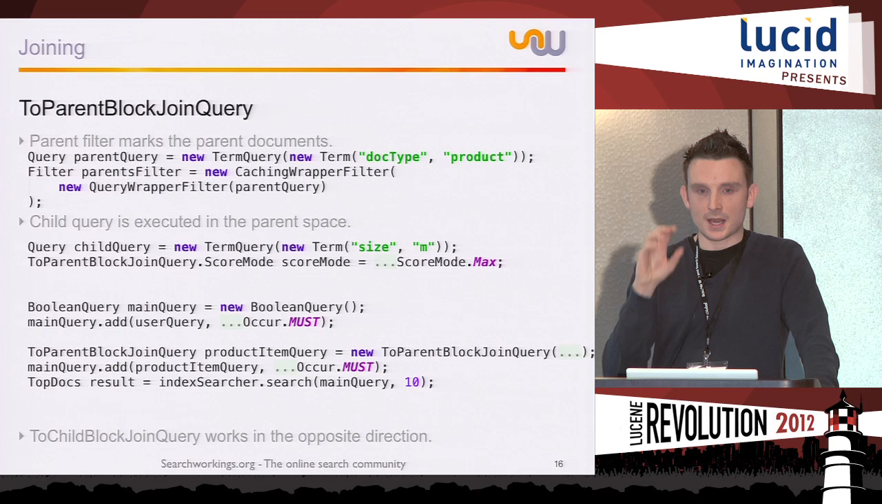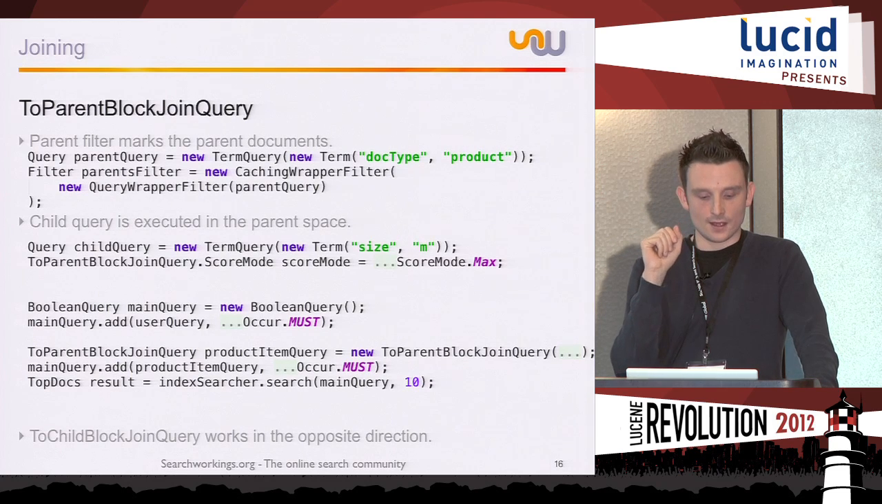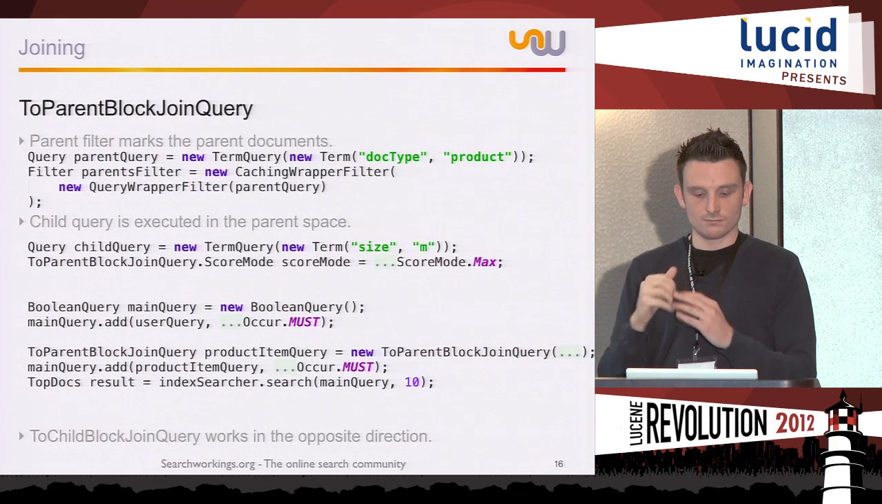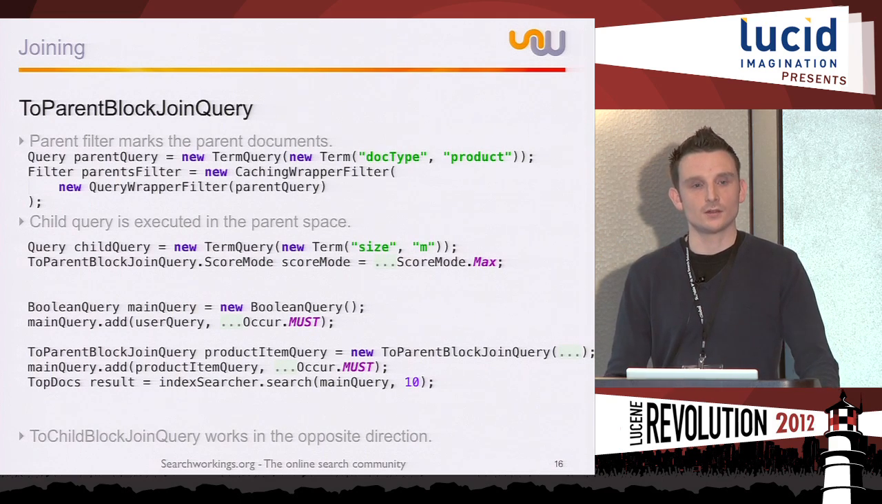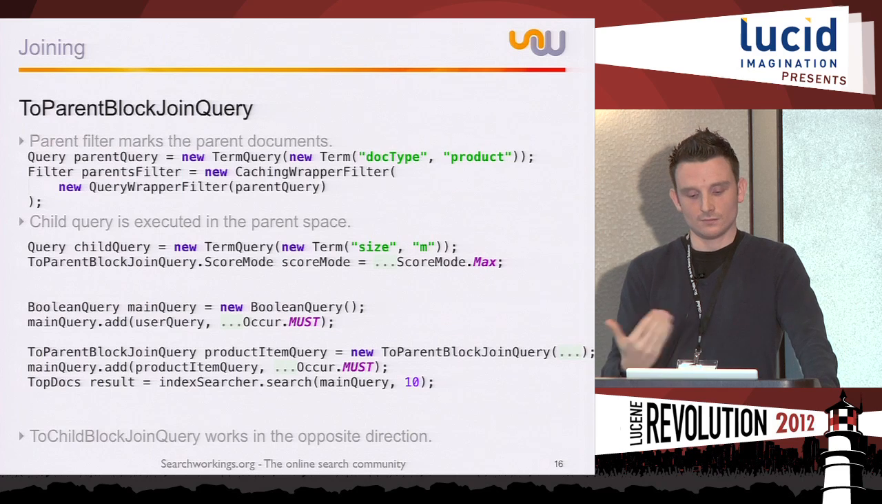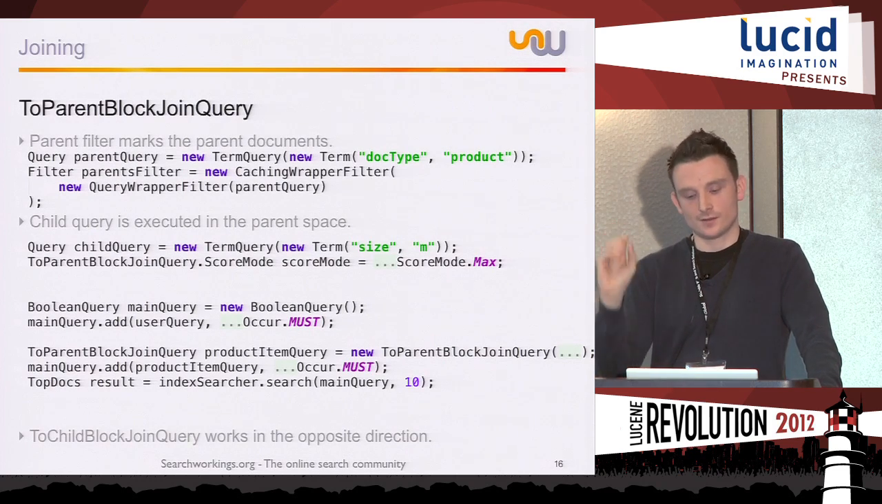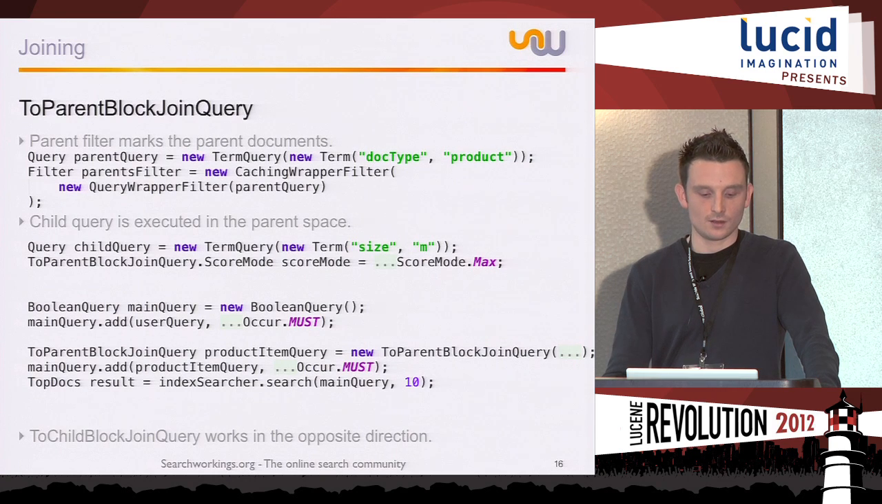The child query is basically executed in the parent space of the document. So you get back the hits of the product items, which are then mapped to the parents, and you get back products. Okay, this is block join query. I will now go into query time joining.